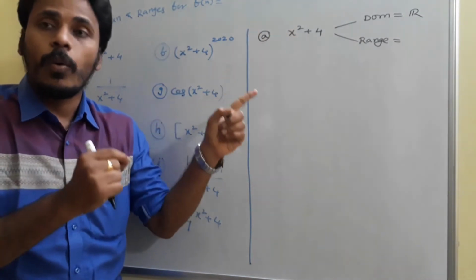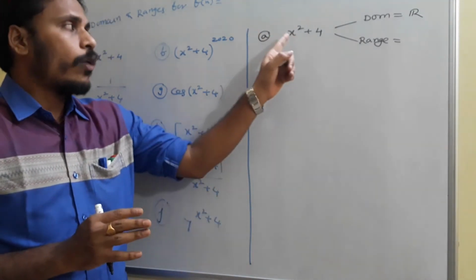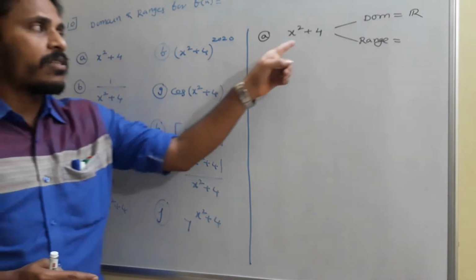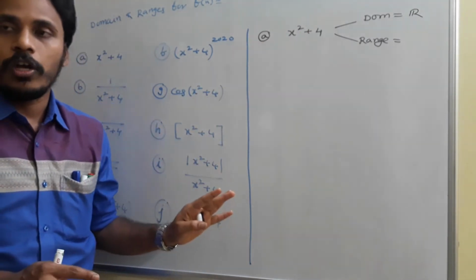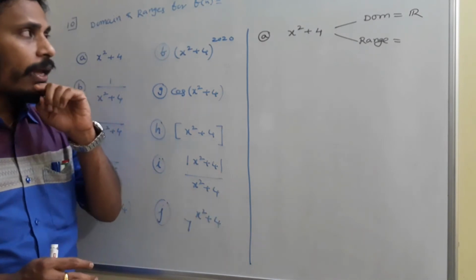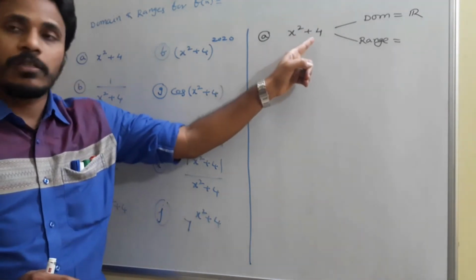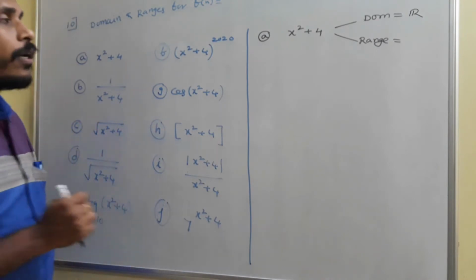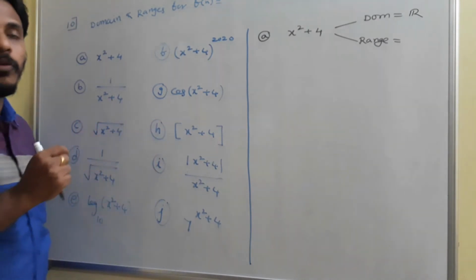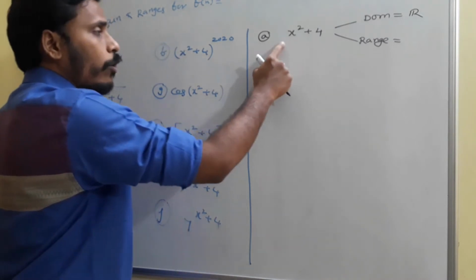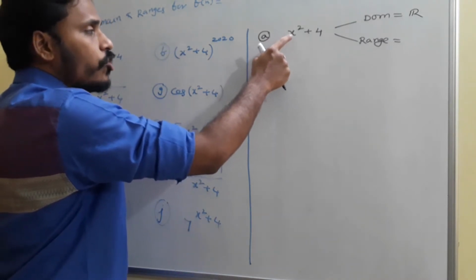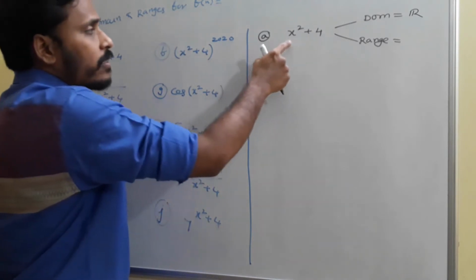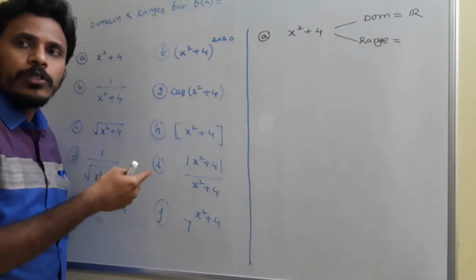Whereas if you think about the range, x square, something square, is always positive. So x square is always positive, plus 4 is still positive. So x square plus 4 is always positive. When you take different values in the place of x, you will always get positive numbers. And the minimum possible value for x square plus 4: whenever x is 0, its value is 4.